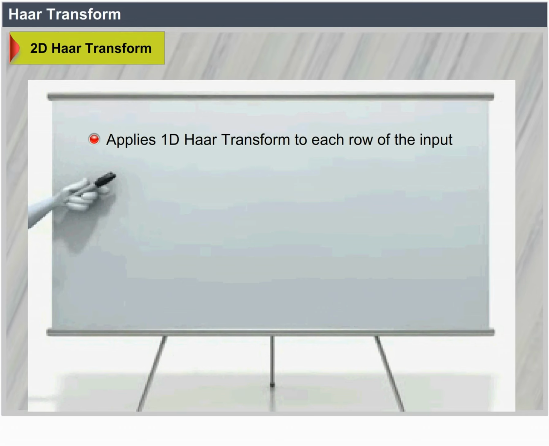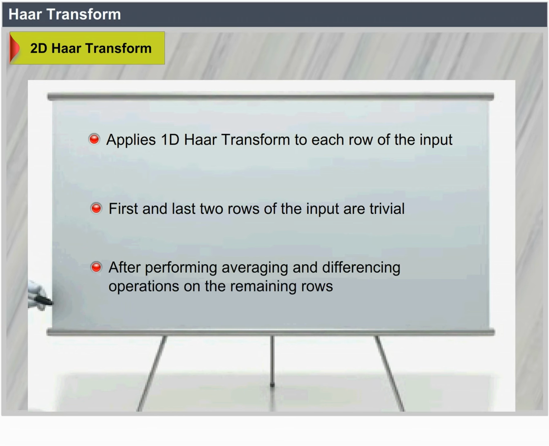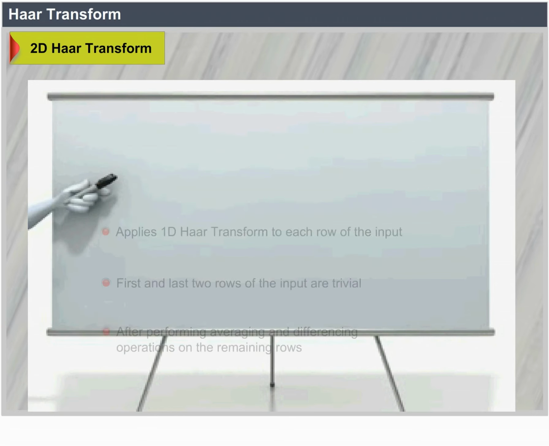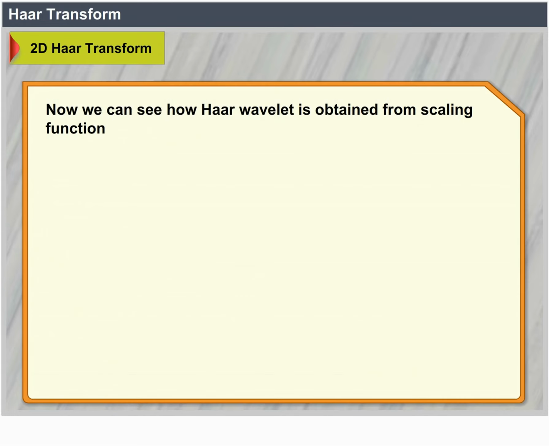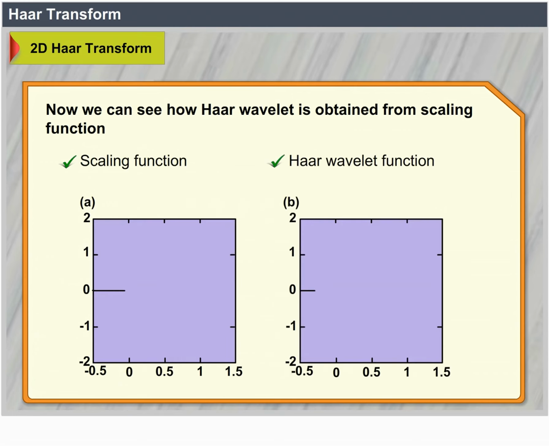Apply 1D Haar transform to each row of the input. First and last 2 rows of the input are trivial. Perform averaging and differencing operations on the remaining rows. Now we can see how the Haar wavelet is obtained from the scaling function. Figure A shows the scaling function, and figure B shows the Haar wavelet function.